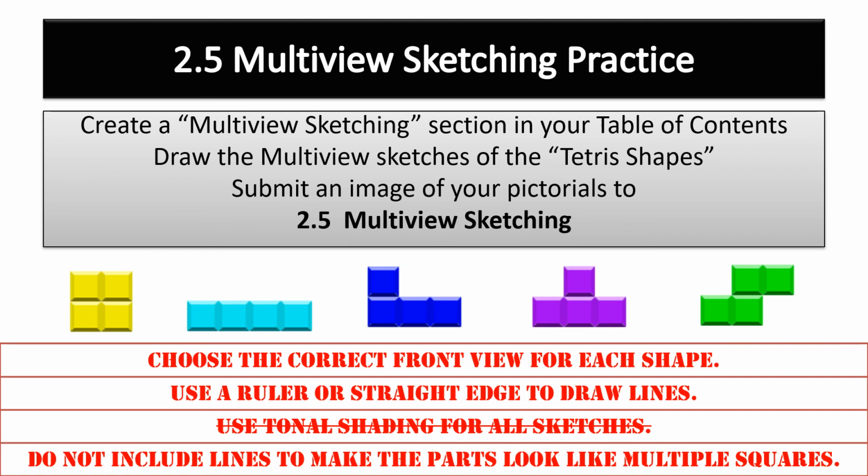Do not include lines to make the parts look like multiple squares, especially with your multi-views, because if you start drawing lines here, it makes it look like there's an edge. And then what is your front view supposed to look like? Are you telling me that there are different steps, like here would look like this? If you draw the unnecessary lines here, it makes it look like there's other stuff going on when there's really not. The top view should just be one continuous thing.